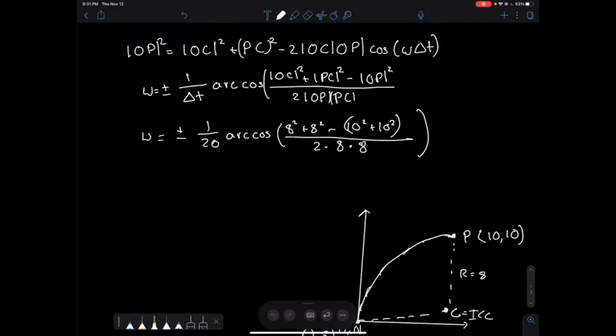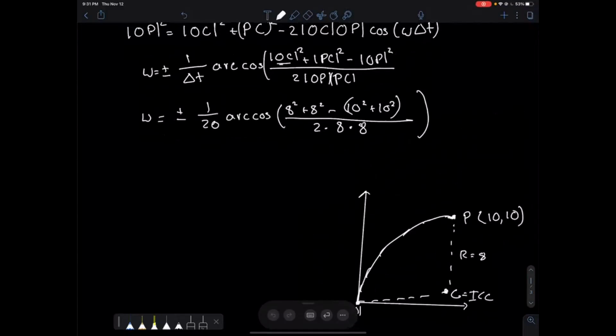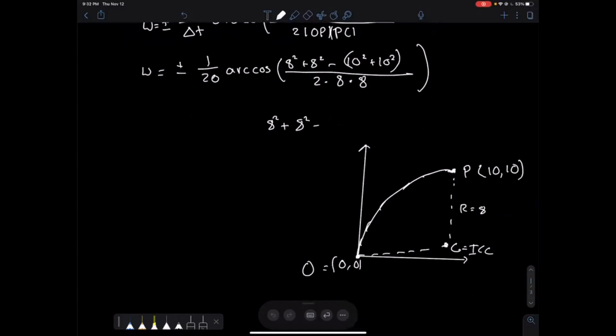Right. So what we're looking at now is the actual law of cosines formula. And how did we get these 8s and these 10s, right? The first thing we're solving for is OC. So this distance is going to be 8 squared, right? Because OC is equal to R, which is 8, so R squared, plus another R squared from PC, minus OP squared.